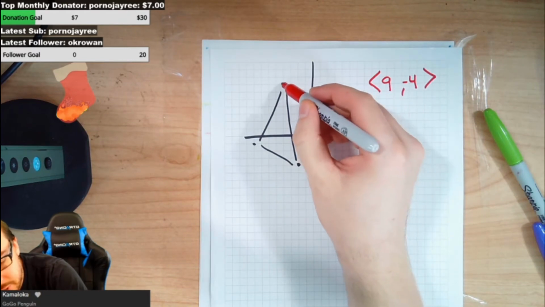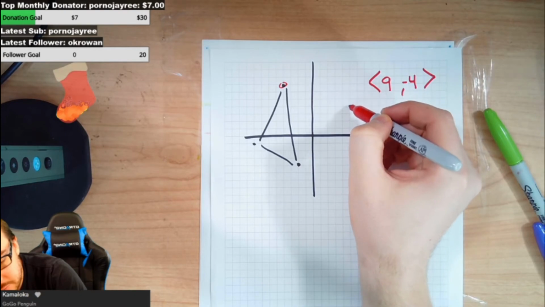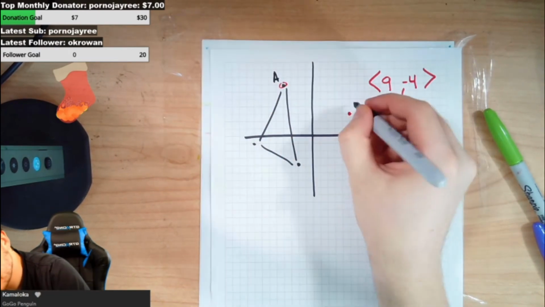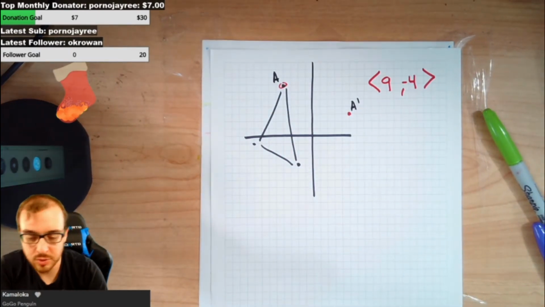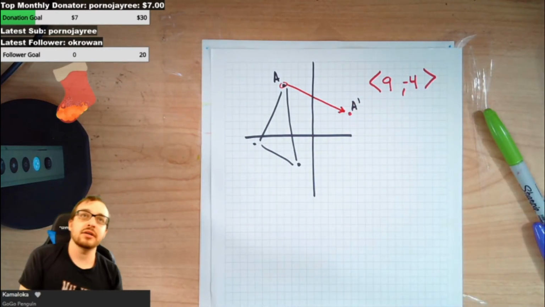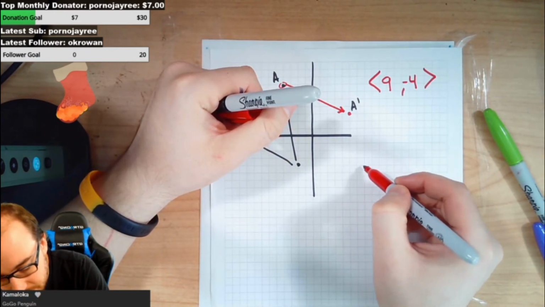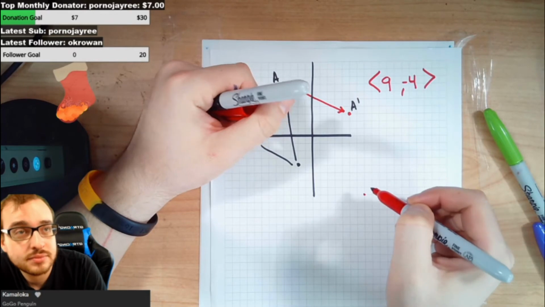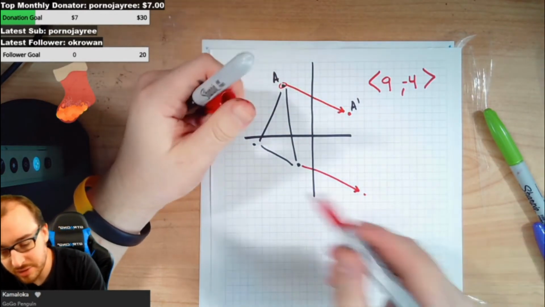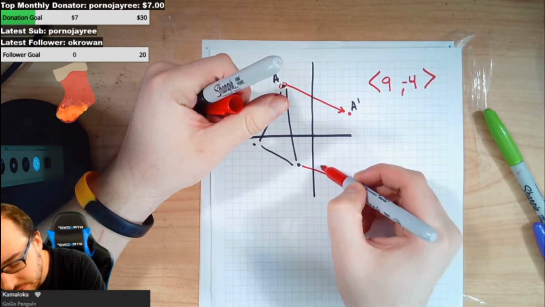So we start on a point. We go 1, 2, 3, 4, 5, 6, 7, 8, 9, and 4 down. 1, 2, 3, 4. And that point's going to end up here after we're done. And here's what the vector looks like that pushed from here to there. That's a 9, -4 vector. And if we apply that same vector to everything, 9 to the right and 4 down, ooh, it's going to end up here.